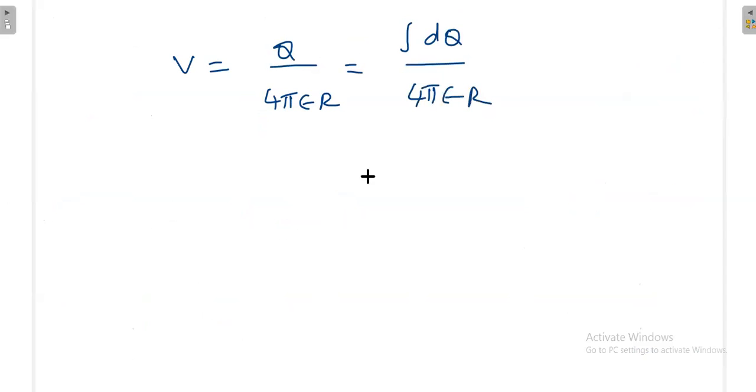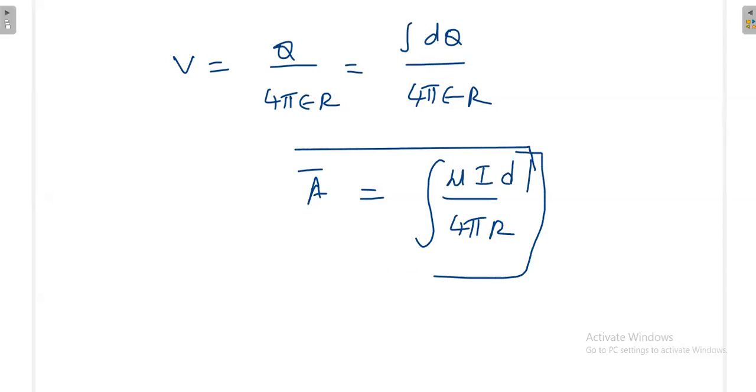How you can remember? First, you write this formula, Q divided by 4 pi epsilon R. You know that this can be written as integral dQ over 4 pi epsilon R. From this formula, what you can write? 1 by epsilon is generally replaced by mu, divided by 4 pi R. dQ can be replaced by I dL, again integral. So this is the vector magnetic potential, equal to integral mu I dL divided by 4 pi R Weber per meter. This is the simple way to remember.